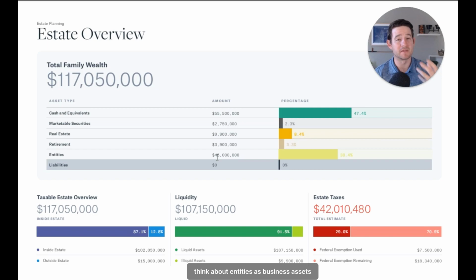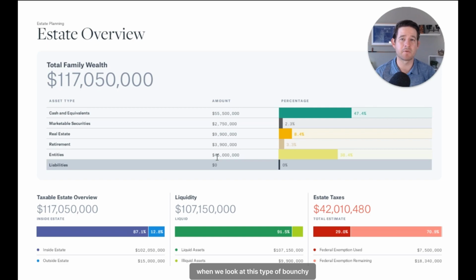Think about entities as business assets. So these are going to be either operating businesses that we own, or they're going to be other investments that we've made that are in private investments that are not in our marketable securities or our cash bucket. So that's the balance sheet that we're looking at.